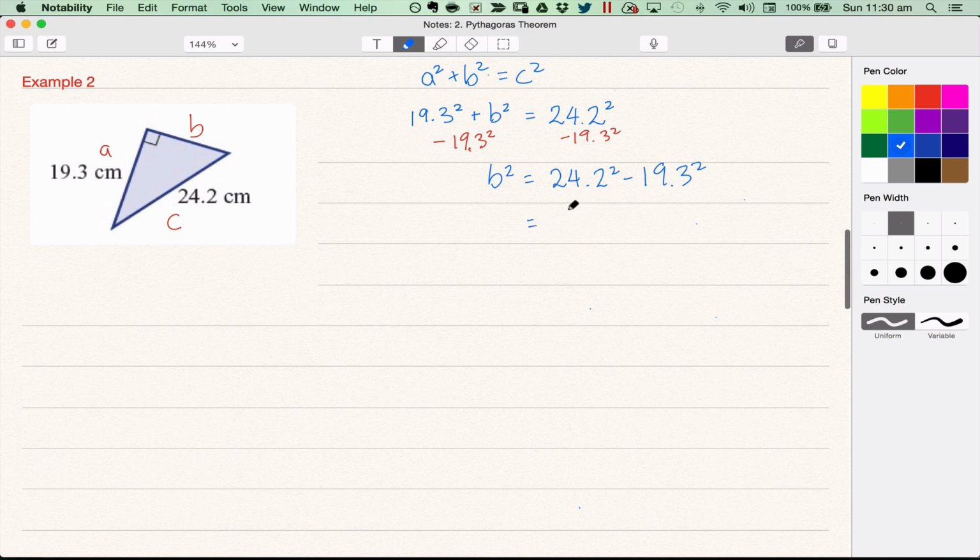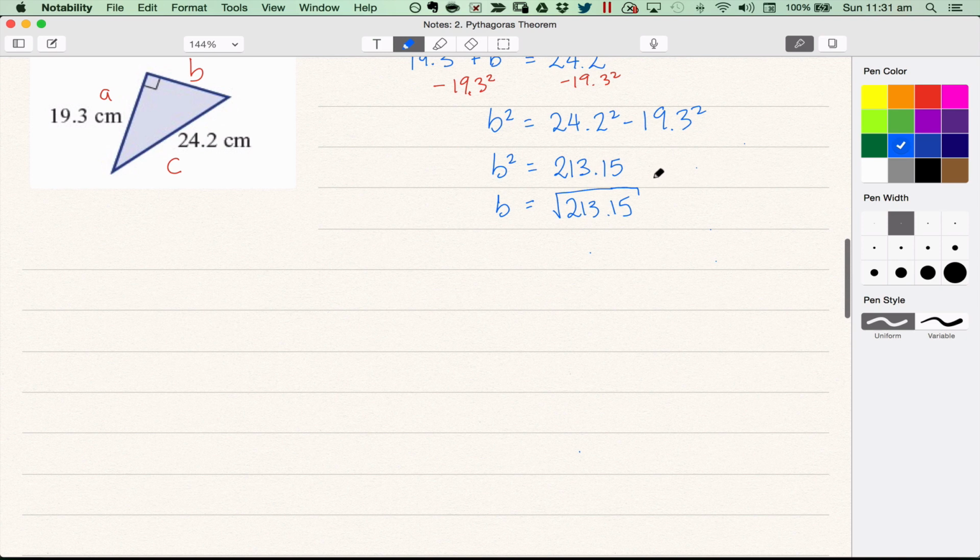We can do our next step, which is to calculate. So we throw this into the calculator and end up with this, which is still b squared. So our second last step is to square root this to get b by itself and get rid of this squared. B equals square root of 213.15. Make sure that square root sign goes across the whole number. And if you put this in your calculator, you'll get 14.60.